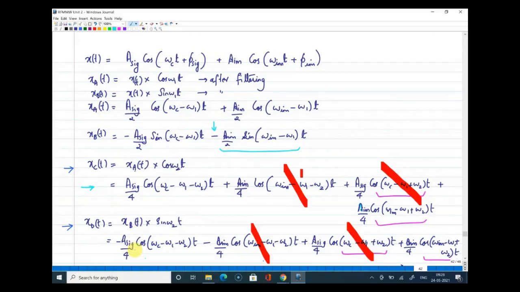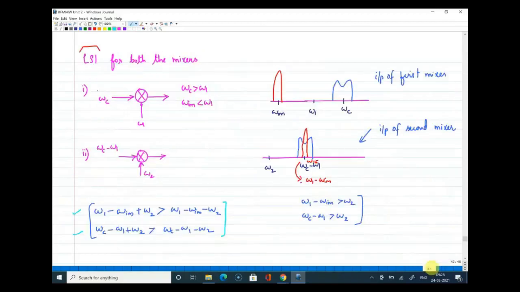Sir, just to clarify, we've considered LSI for the signal, right? But for the image, it is high side injection, correct? Because the image is, yes. So when we say LSI, it's only for the signal, right? Yes. Okay, thank you.